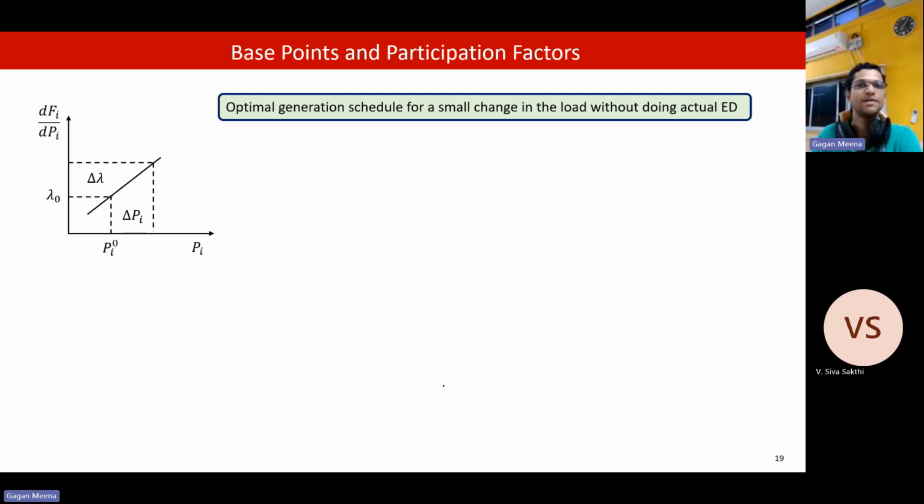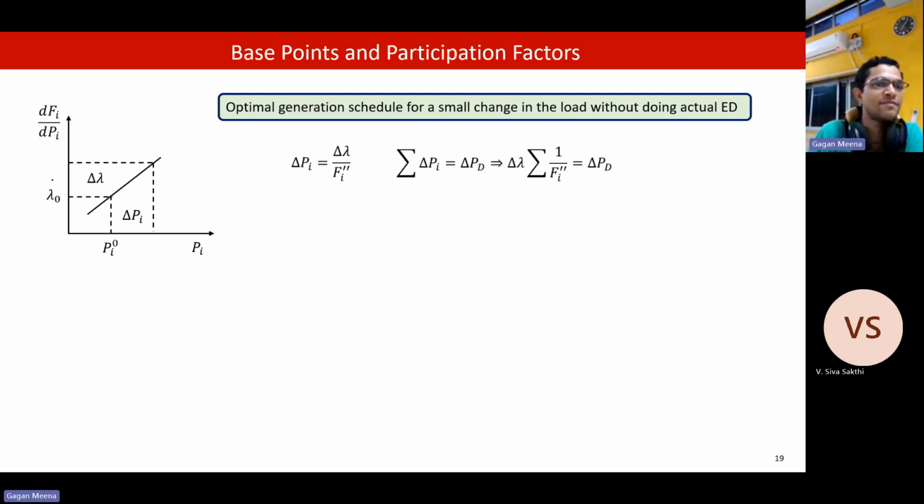Now moving on to the base point and the participation factor. This also we have discussed. This is the incremental cost curve, which is a linear cost curve. So if the cost curve is quadratic, its incremental cost is linear.